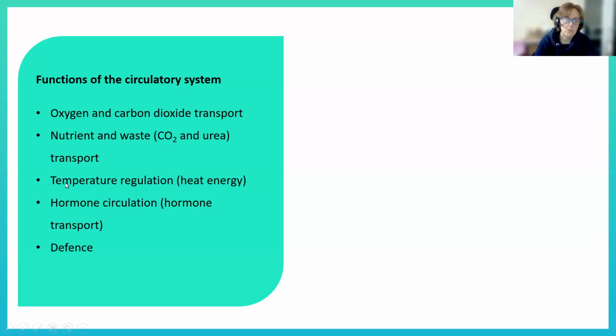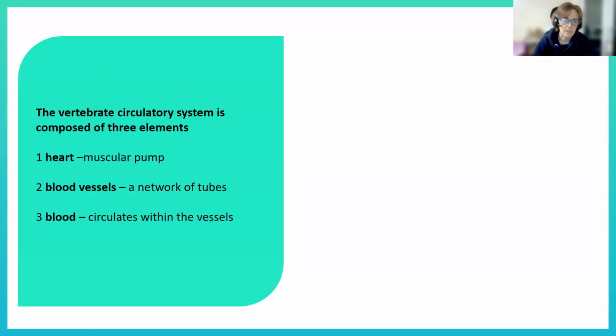It's important in temperature regulation because the blood is what basically moves the heat around our body. Hormone circulation, which we'll learn about later on in another unit, and defense, which we had a little look at today, and we'll look at more detail in a later unit as well. So the white blood cells are really defense orientated.